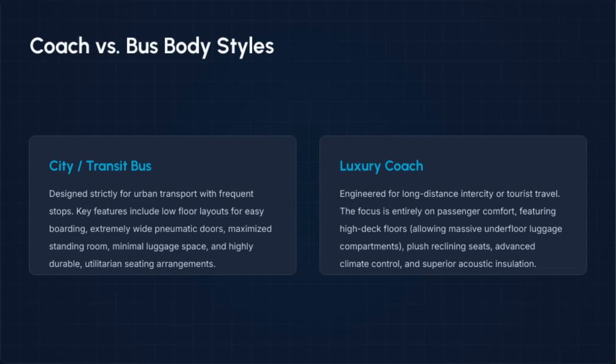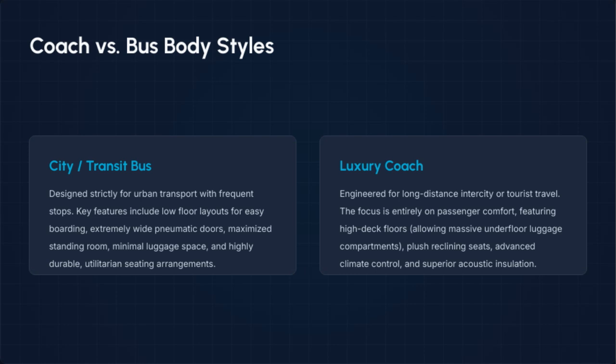Let's take a closer look at the differences between coach and bus body styles. Starting with the luxury coach, these are engineered primarily for long-distance intercity or tourist travel. The main focus here is passenger comfort. You'll notice they feature high-deck floors, which are designed to allow for large underfloor luggage compartments, making it easier to carry lots of baggage. Inside, you'll find plush reclining seats that enhance comfort during long trips, along with advanced climate control systems to keep passengers comfortable regardless of the weather outside. Additionally, they have superior acoustic insulation, which helps reduce noise and creates a more peaceful travel environment.